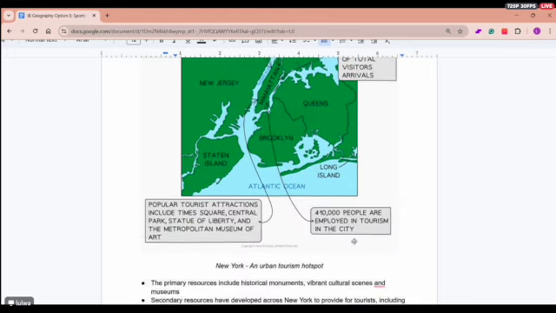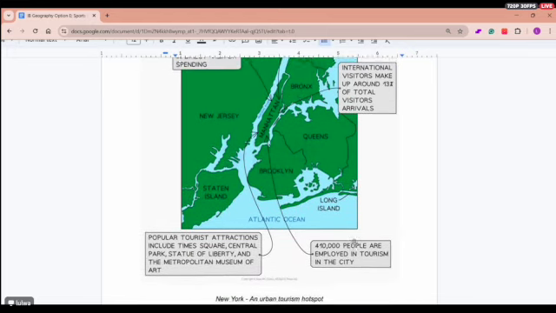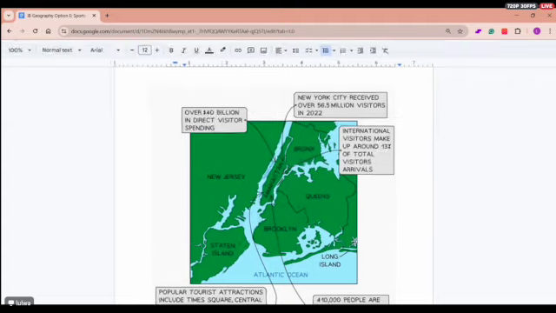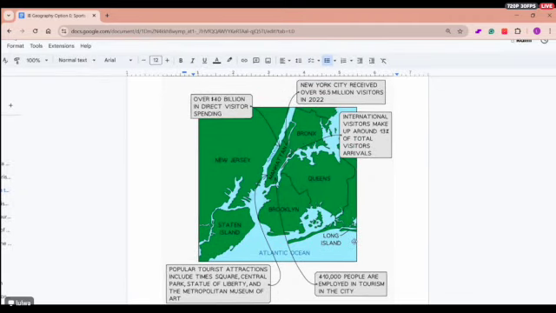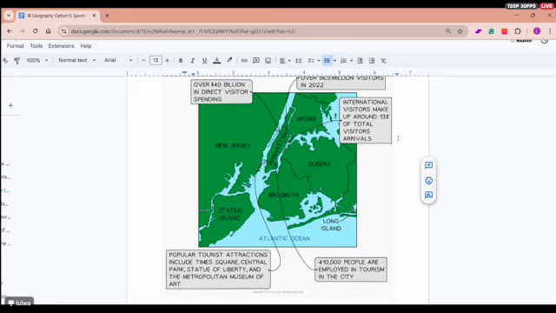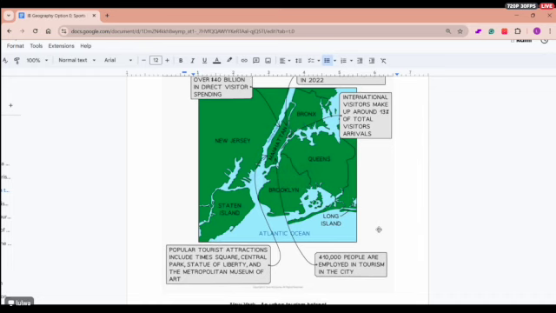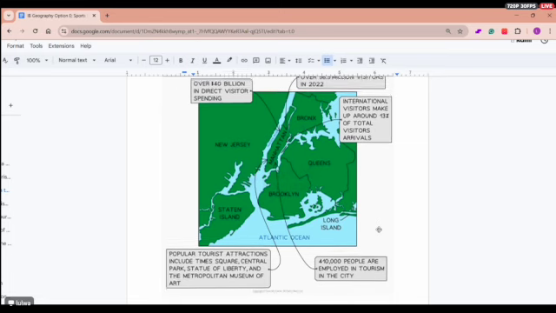So here, for example, is New York, which is definitely an urban tourism hotspot. As you can see, New York City received over 56.5 million visitors in 2022, and international visitors make up around 13% of the total visitors, and 410,000 people are employed in tourism in the city of New York. And popular tourist attractions, of course, include Times Square, Central Park, the Statue of Liberty, and the Metropolitan Museum of Art.